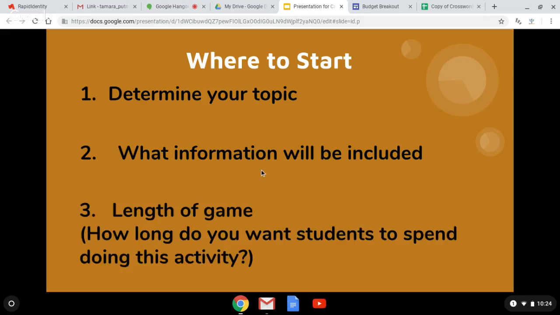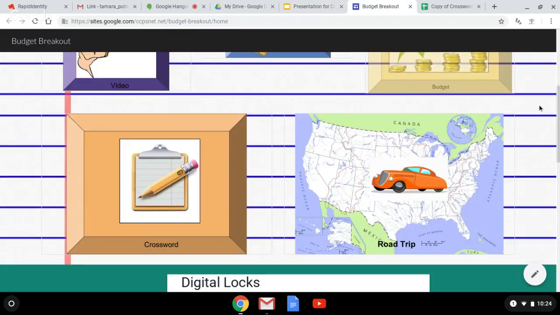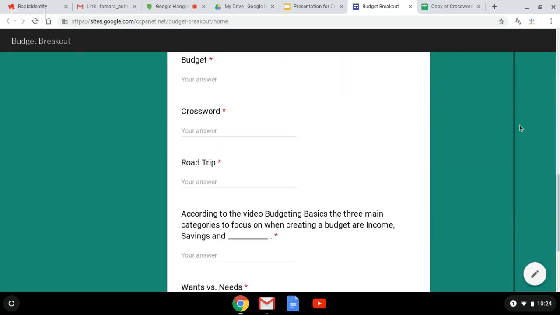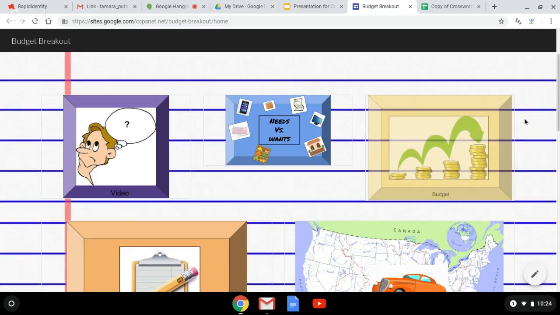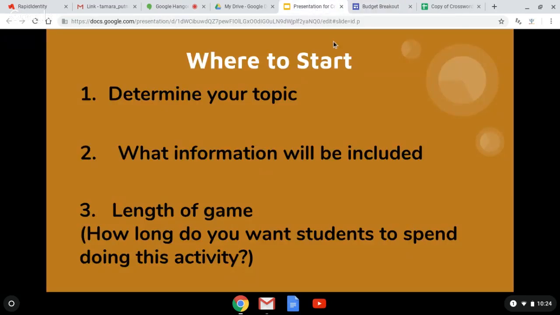Along with that, how long do you want your game to be? You need to consider that when you're looking at your information. How many tasks you have will determine the length of your game. If you're just looking for a short warm-up activity, you might want to do maybe 3 activities. If you want a longer game, then you may want 4 or 5. The budget game that we did had some students take it the other day, and it took them 45 minutes. You figure each task takes anywhere from 5 to 10 minutes. So take that into consideration when you're doing your planning.